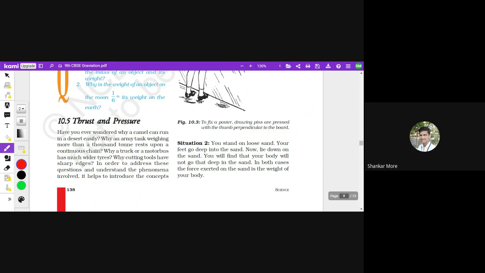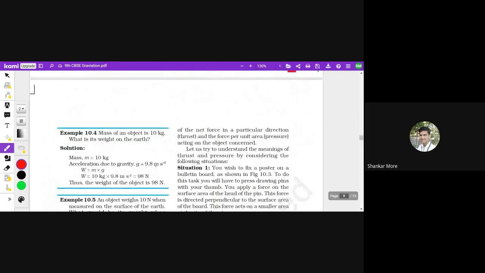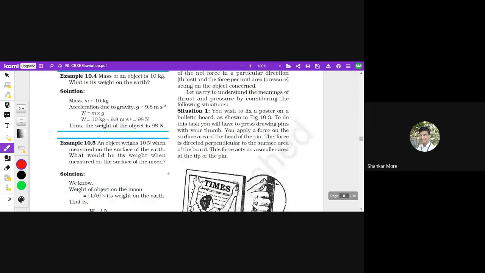In order to address these questions and understand the phenomena involved, it helps to introduce the concepts of the net force in the perpendicular direction, which is also called thrust, and the force per unit area, which is called pressure, acting on the objects concerned. So to understand this, we have a few situations over here.